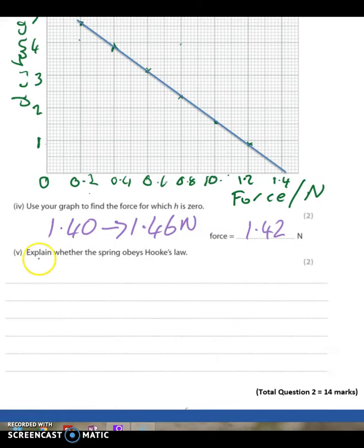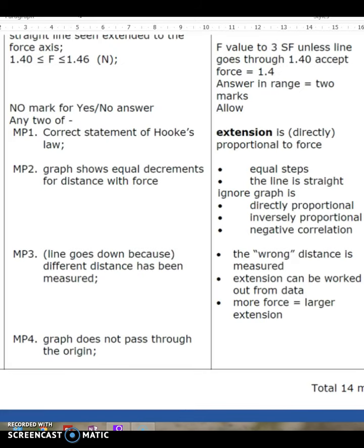Now, I think this was quite a tricky question. Explain whether the spring obeys Hooke's law. Now, Hooke's law is the fact that force is directly proportional to extension. And here, this graph is not directly proportional because it's not a straight line going through 0. However, it is a straight line. So I'll show you the mark scheme and you can see where you would score marks here. So if you just put no or yes, you didn't get a mark. You needed to give an explanation.